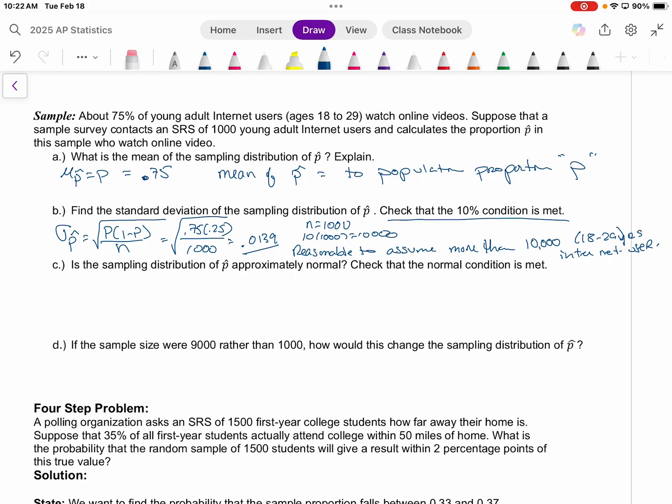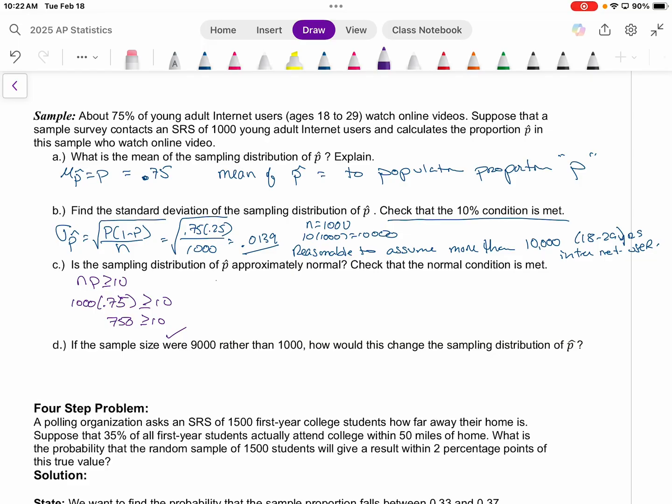Part C says, is the sampling distribution of p hat approximately normal? So now we're trying to check for normality. Is n times p greater than or equal to 10? Is 1,000 times 0.75 greater than or equal to 10? That's 750, which is greater than or equal to 10.